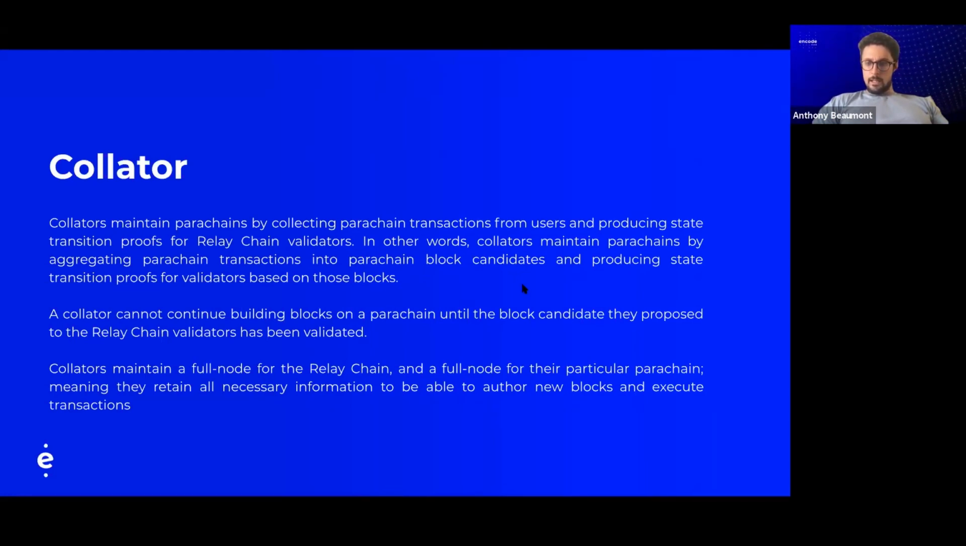How many blocks? I don't know exactly, but it doesn't take that long. We can look at it on Polkadot.js a bit later.